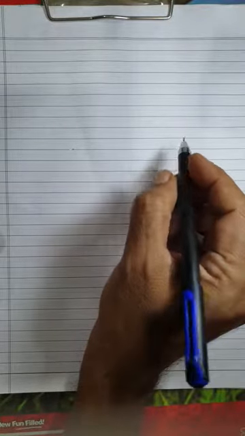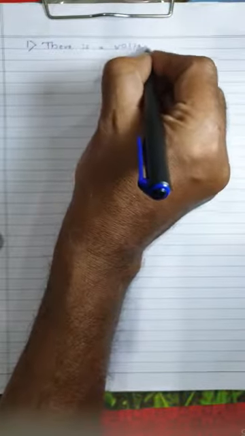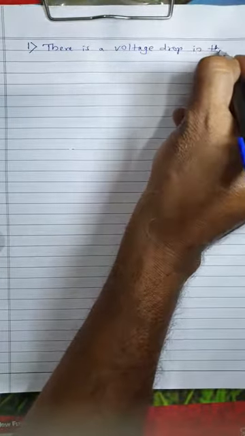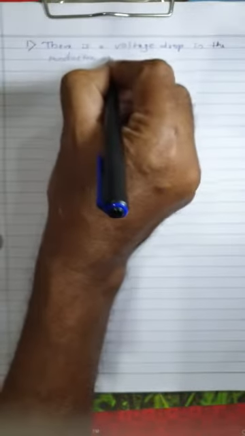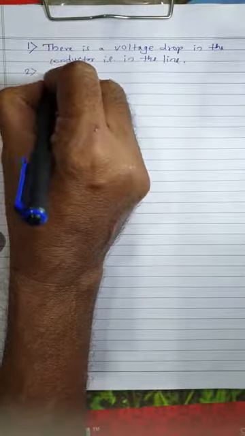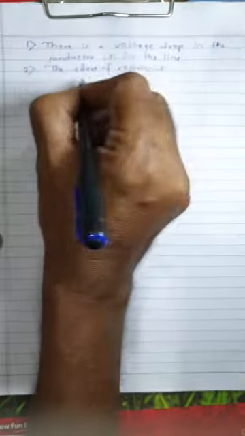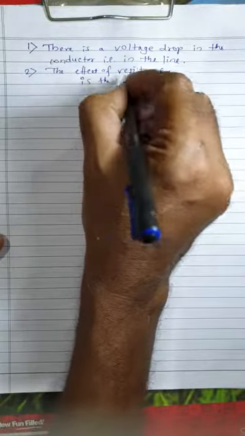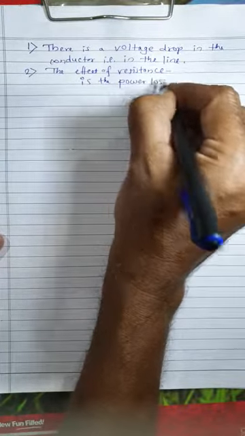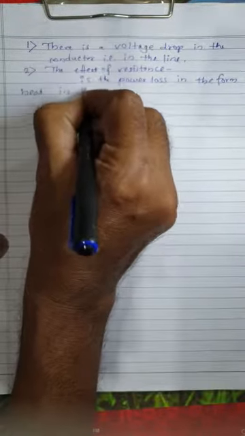Hello. Last time we have seen the effect of resistance in the conductor. First, we have seen that due to resistance there is a voltage drop in the conductor, that is in the line. Second, the effect of resistance is the power loss in the form of heat in the conductor.